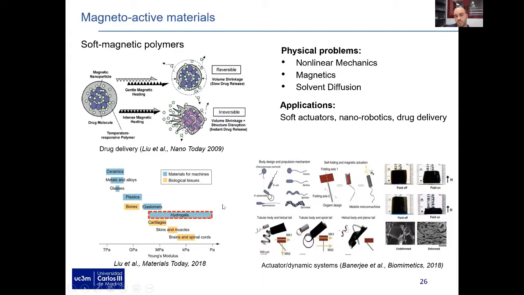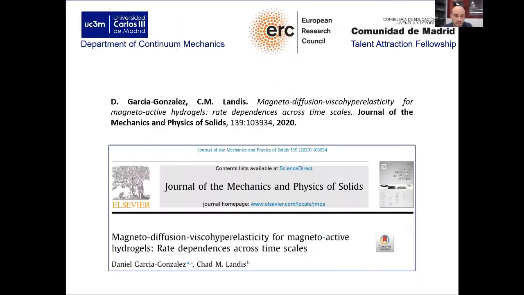When looking at this problem, we realize that it is a little more complex, because it is not only mechanics and magnetics: by the nature of these hydrogels, we also have solvent diffusion processes happening. This is what I want to present now, a very recent paper we wrote with Professor Landis from Austin. We wanted to provide a general constitutive and finite element framework to analyze all these interplays between magnetics, mechanics, and solvent diffusion, and look at these couplings along different time scales.